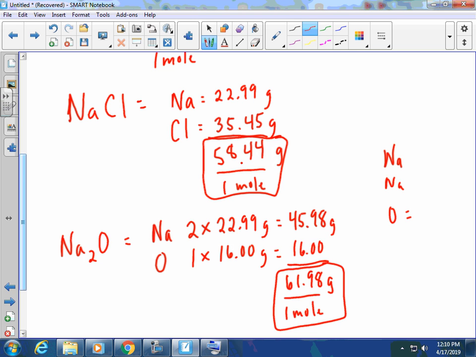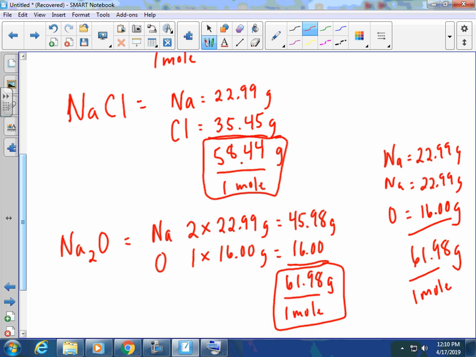All right, that's how you do it. This is how we do it. Same thing. I mean, if we did the same thing over here, you get the same answer. 22.99 grams, 22.99 grams, and 16.00 grams. And those would all add up to 61.98 grams. So whatever way you're most comfortable with, I think this one on the left side probably involves a little less writing maybe.